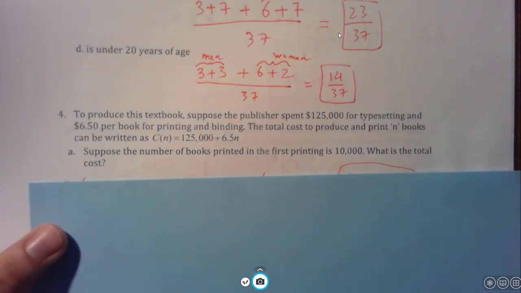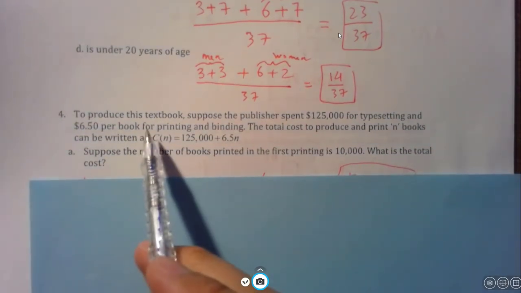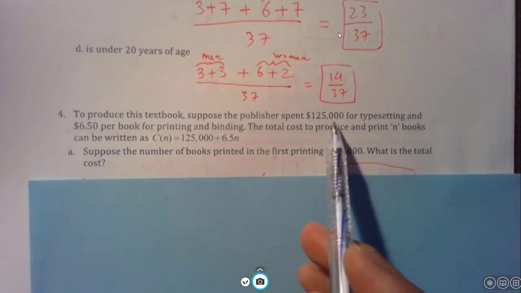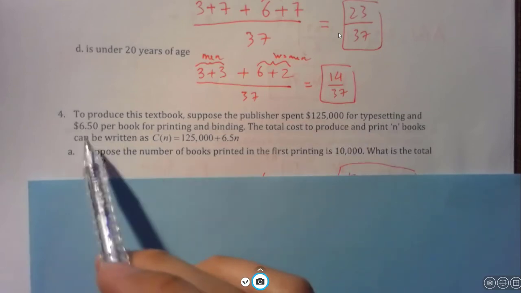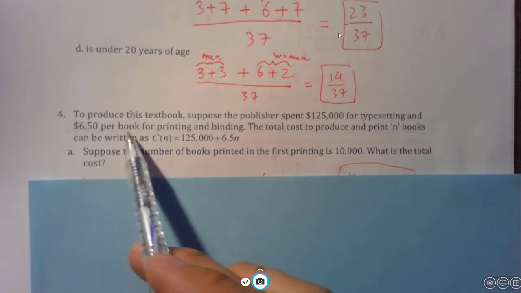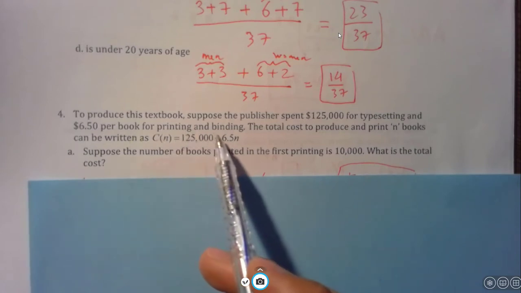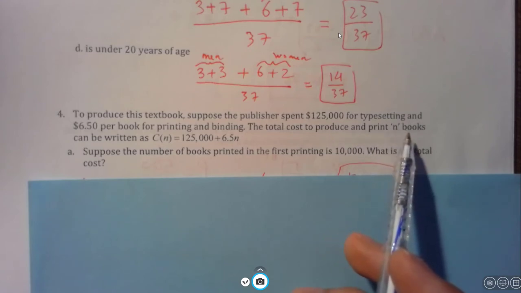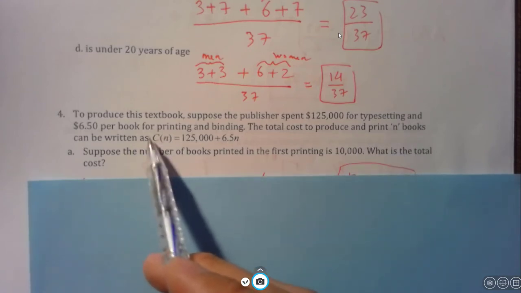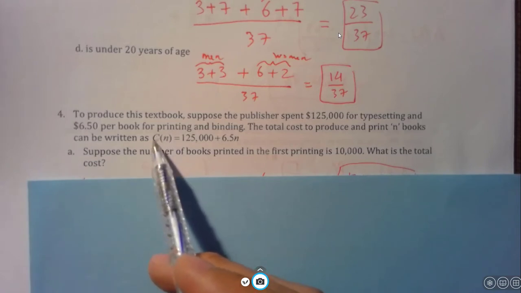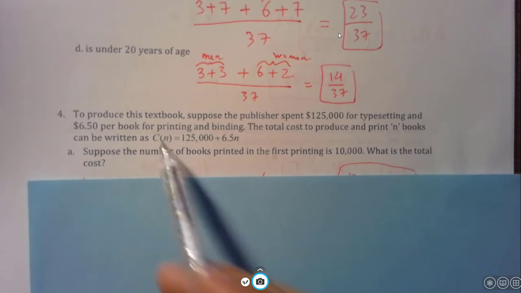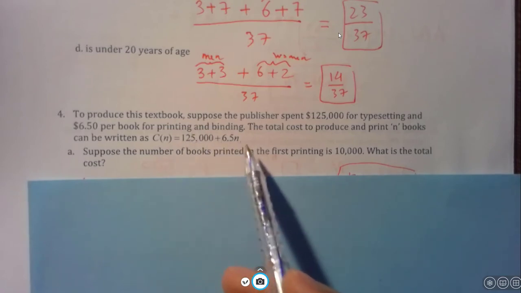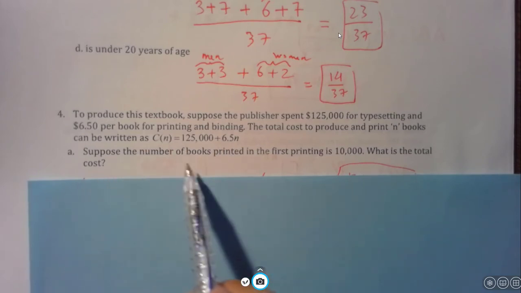Okay, next question. To produce this textbook, suppose that the publisher spent $125,000 for the typesetting and $6.50 per book for printing and binding. The total cost to produce and print any n number of the books can be written as C of n. This is the cost, right? C stands for the cost. The cost for producing any number of n books is equal to 125,000 plus 6.5n.